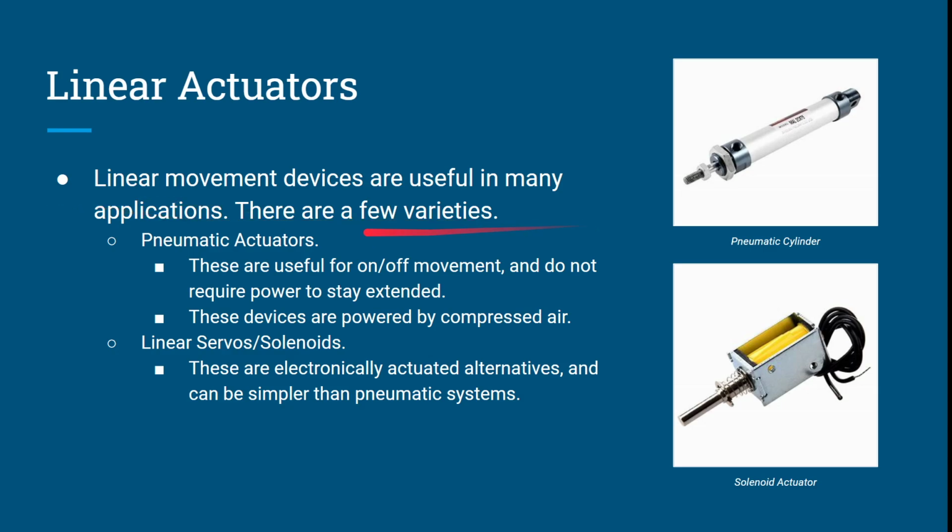Now we have linear actuators, which are very scary, and I don't like them, but they're good to know about. Basically, they are linear movement devices, which are useful in many applications, and there are a couple varieties. So they move in and out, they move forward and back. Motors can do a lot of these things, and you don't have to worry about pneumatic cylinders or compression tanks like that. But it is useful to have a knowledge in pneumatics.